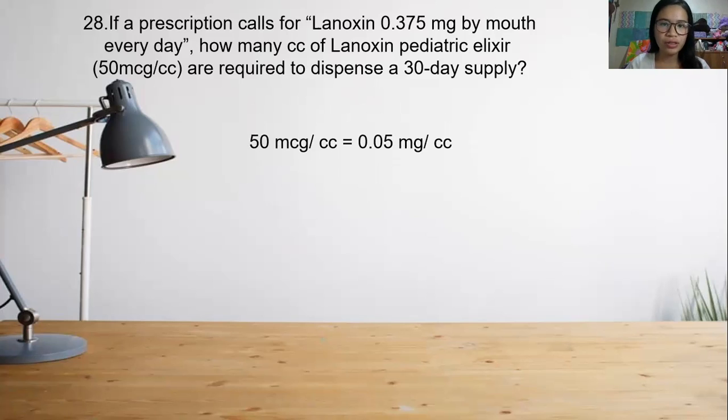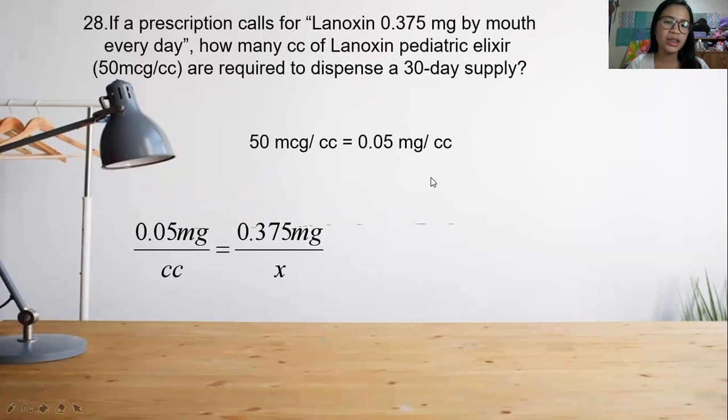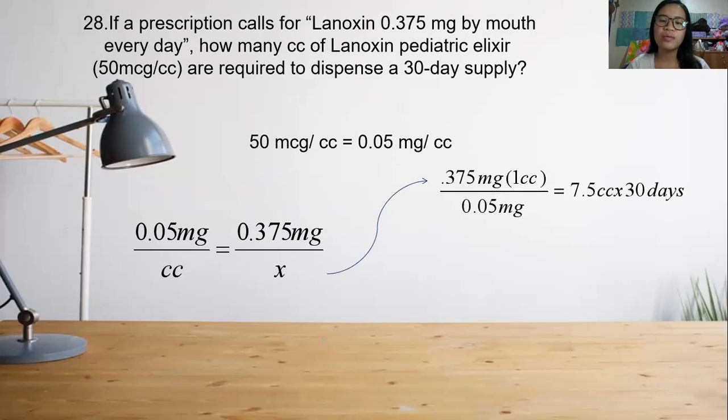So 0.05 milligram per 1 cc cross multiplied again to 0.375 milligram. So it will be 0.375 milligram times 1 cc divided by 0.05 milligram equals 7.5 cc. But it should be times 30 days. So 7.5 cc times 30 days equals 225 cc for a 30-day supply.